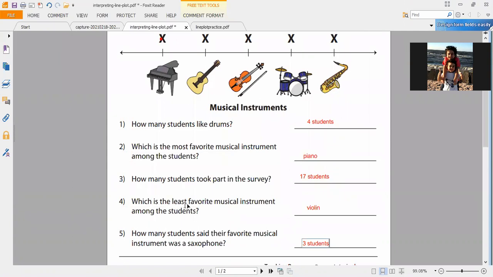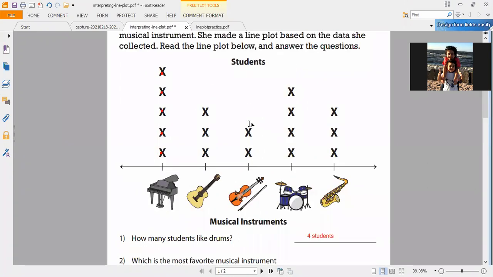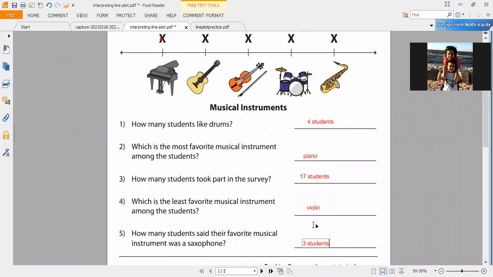Which is the least favorite musical instrument among the students? The least one is the violin because it has the smallest number of votes. 1, 2. Only two students voted for the violin, so it will be the violin.